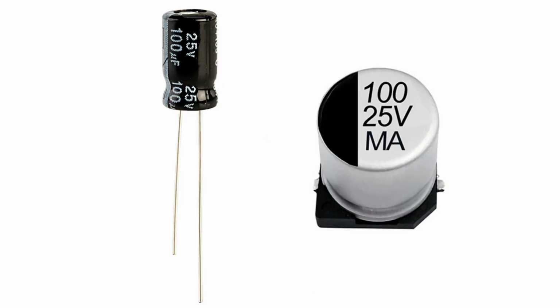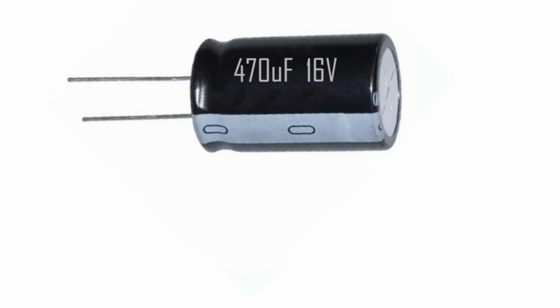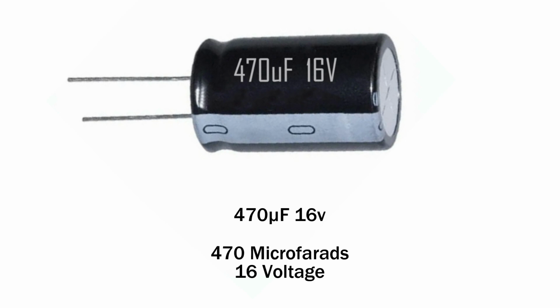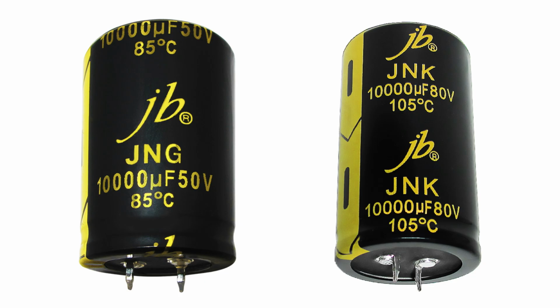On the capacitor body you'll see numbers like 100 microfarads, 25 volt. The first part tells you the capacitance value. The second part tells you the maximum voltage it can handle. Example. A capacitor marked 470 microfarads 16 volt means it can store 470 microfarads and handle up to 16 volts. Some capacitors also have a temperature rating like 85 degrees Celsius or 105 degrees Celsius. This shows how much heat it can safely handle.